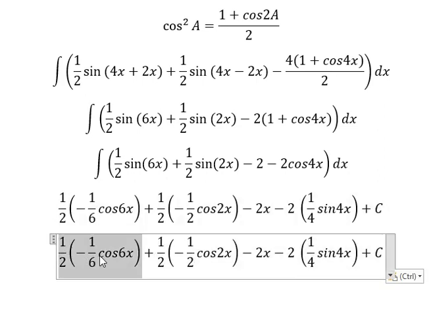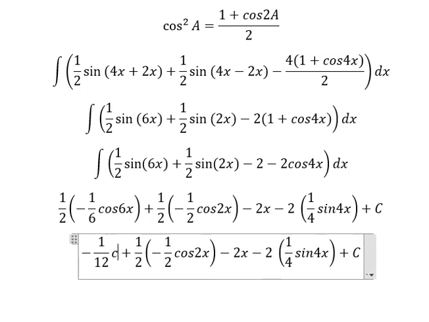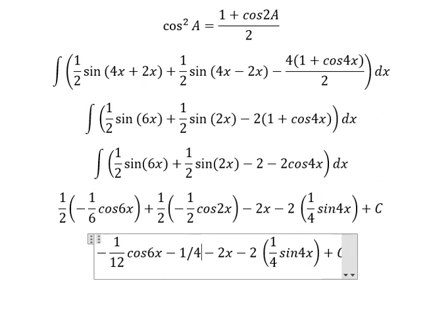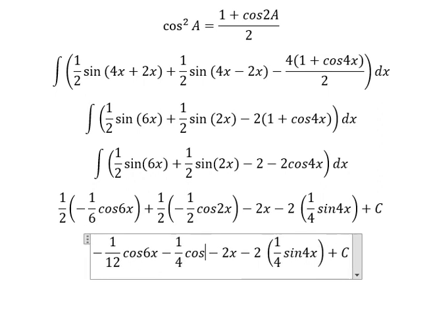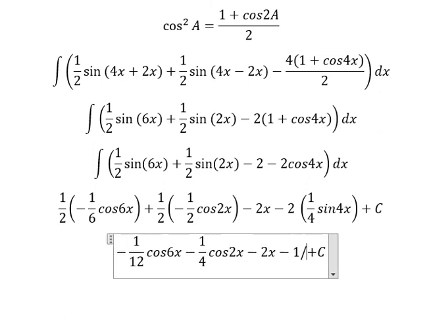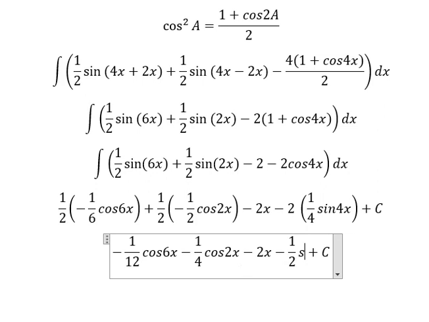This one, we have negative 1 over 12 cosine 6x. This one, negative 1 over 4 cosine 2x. Negative 2 divided by 4, we have negative 1 over 2 sine 4x.